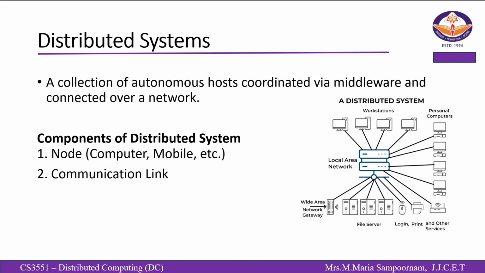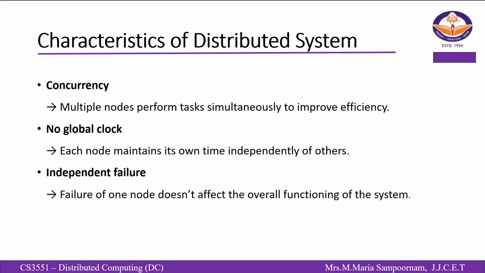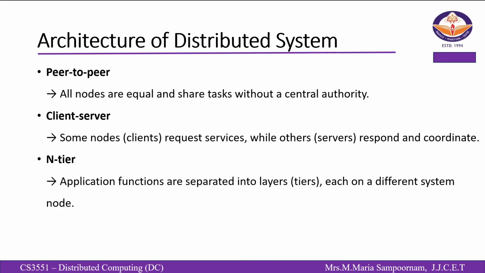It has two main components: nodes like computers, mobiles, etc. Then the second important thing is the communication link. The communication link is Wi-Fi or LAN, like this. The characteristics are very important for a distributed system: concurrency, no global clock, and independent failure, because failure of one node does not affect the overall functioning of the system.